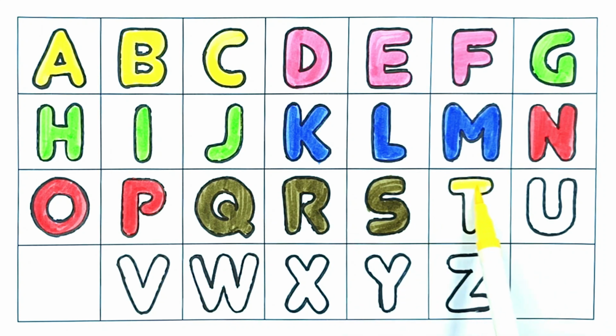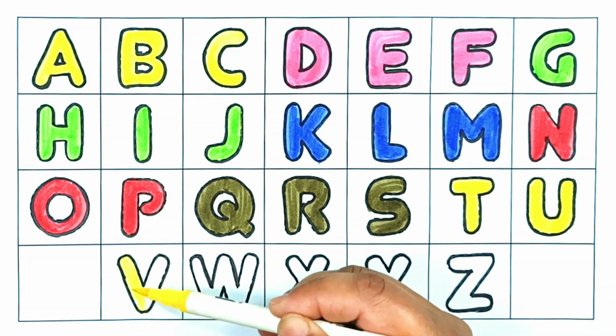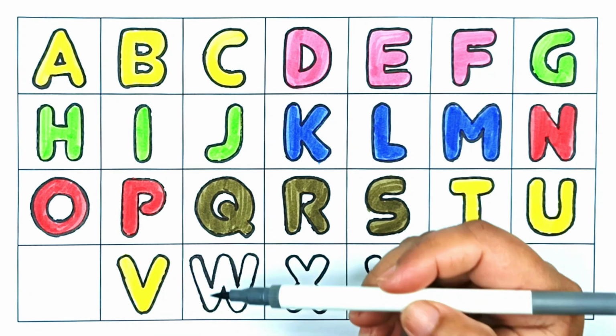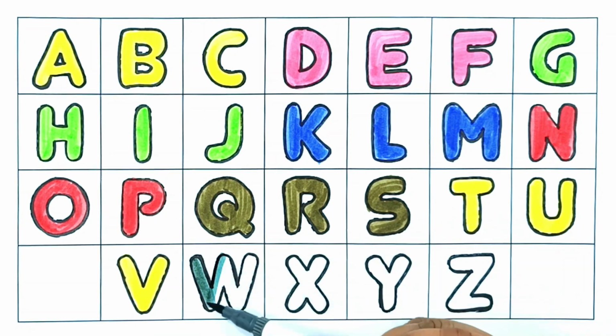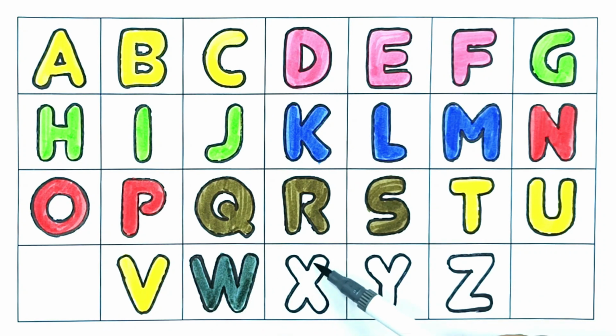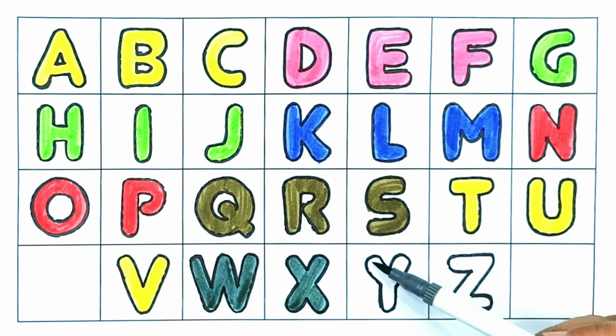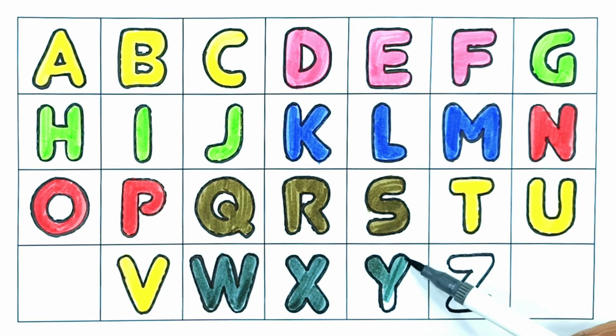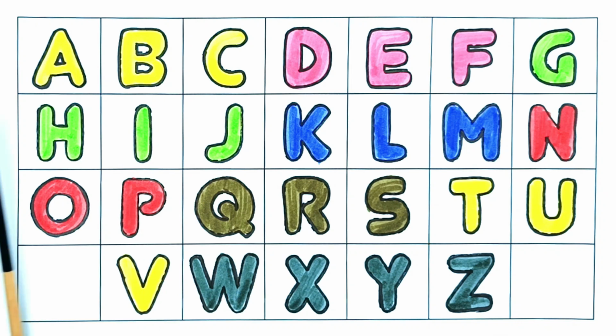T for train. U for umbrella. V for van. W for watch. X for xylophone. Y for yacht. Z for zebra.